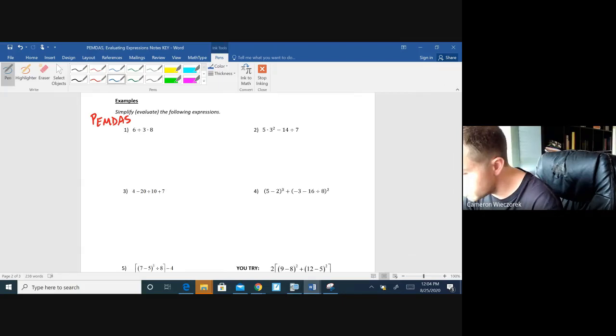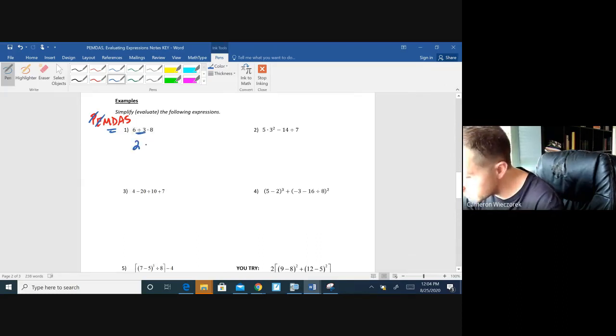And let's just check off as we go. There's no parentheses. I don't see any exponents. There's no little numbers up in the sky. So the first thing I'm going to do is multiplication or division, whichever one shows up first. I see division. So the first thing I'm going to do is 6 divided by 3, which is 2.